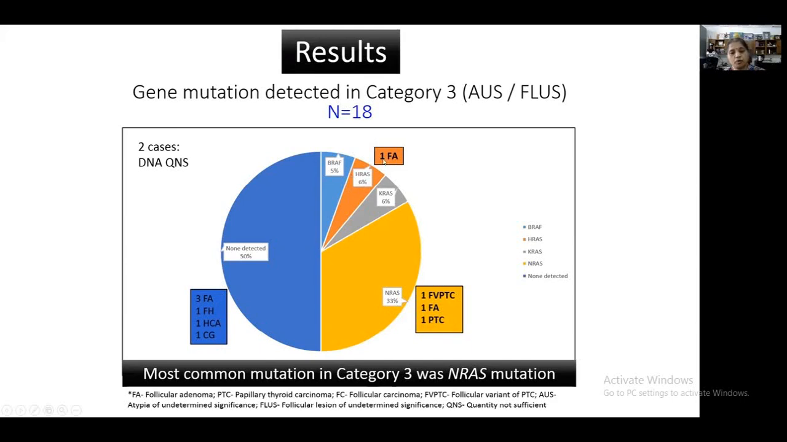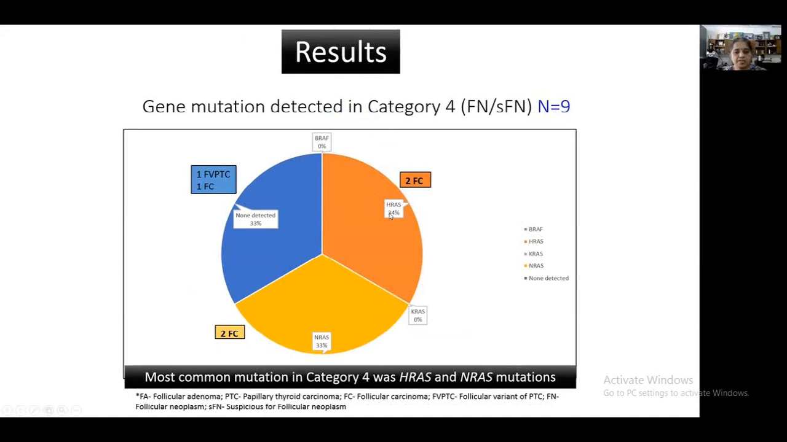HRAS positive case, the follow-up was 1 follicular adenoma. We could not obtain histopathological follow-up in the other cases. Similarly, in category 4, like I said, where we had HRAS, 2 turned out to be follicular carcinomas. Again, NRAS positive in 2 follicular carcinomas. And when none was detected, we had 1 follicular carcinoma and 1 FV-PTC.